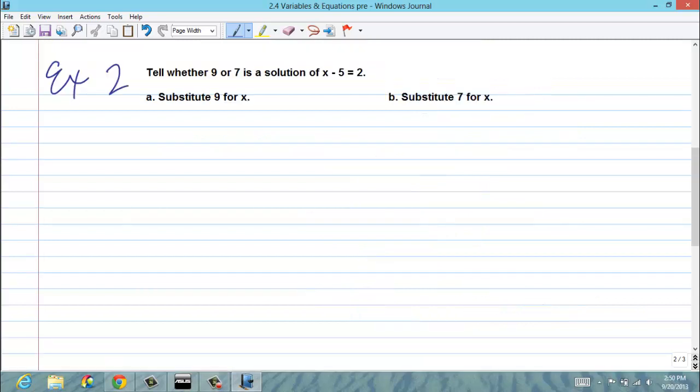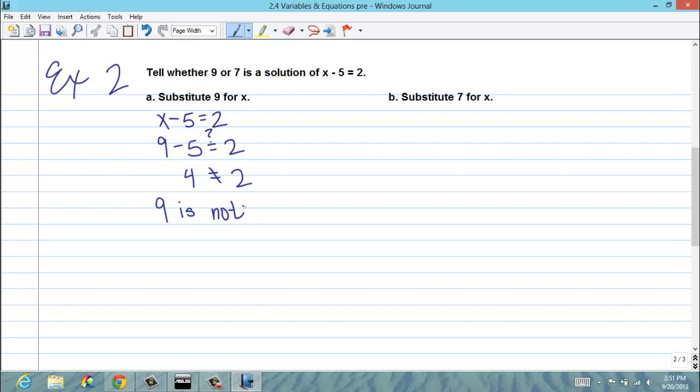So it works. Okay, on to our next example, determining whether or not a value is an actual solution to an equation. We're trying to check for possible solutions. Tell whether 9 or 7 is a solution of x minus 5 equals 2. In order to check to see if 9 is a solution, we have to substitute it in. So let's start off by writing the equation again, x minus 5 equals 2, and then we'll substitute 9 in for x. So 9 minus 5, will it? 9 minus 5 is 4, and 4 does not equal 2. This means that 9 is not a solution.